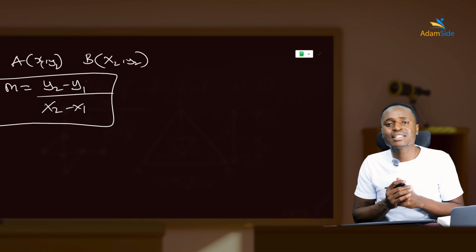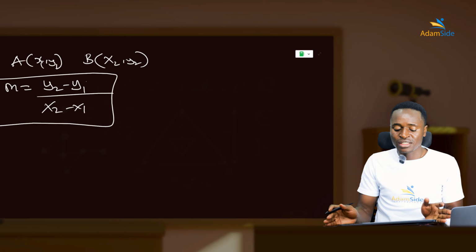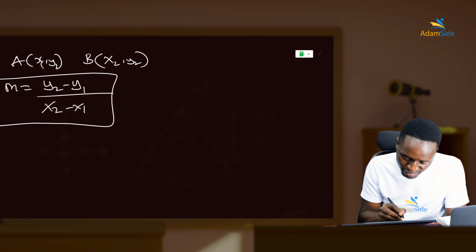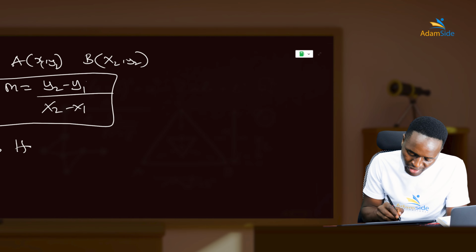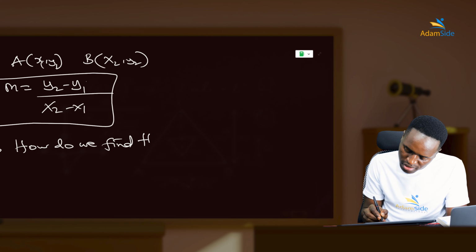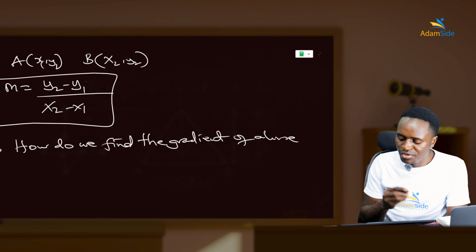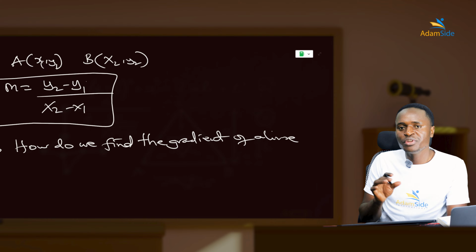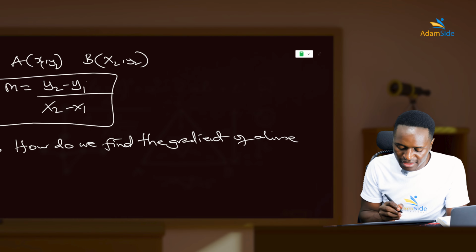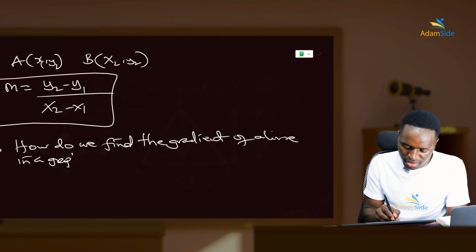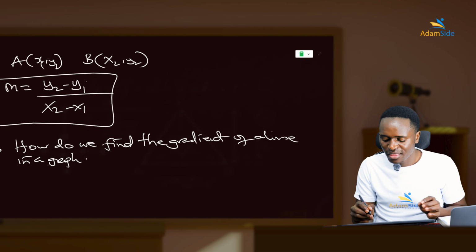Now, what if you are given just a line? What if you're given a line in a graph? So when given a line in a graph, how do we find the gradient of a line? How do we find the gradient of a line in a graph? Wow, this is very simple.